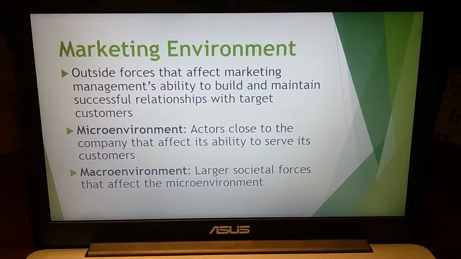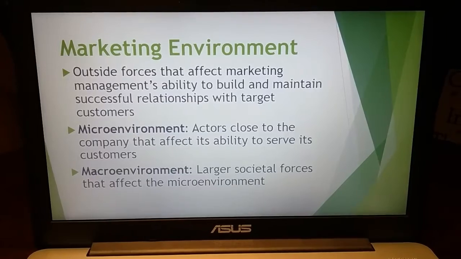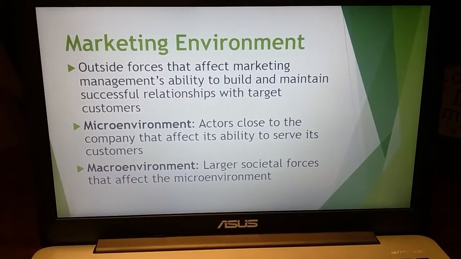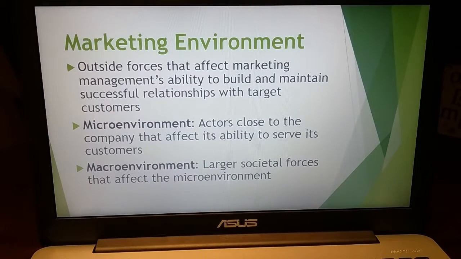Okay, so the marketing environment is the outside forces that affect the marketing management's ability to build and maintain successful relationships with target customers. There's the microenvironment, which are people close to the company. Macroenvironment is larger societal forces. So microenvironment essentially are people we know. Macroenvironment are things that we don't know, or people that we don't know. So we're going to look through one by one.